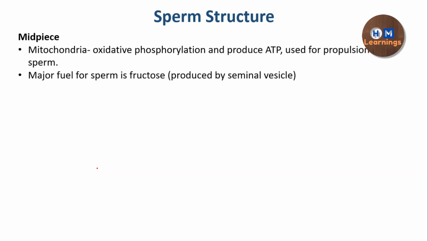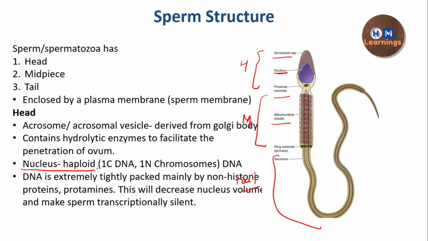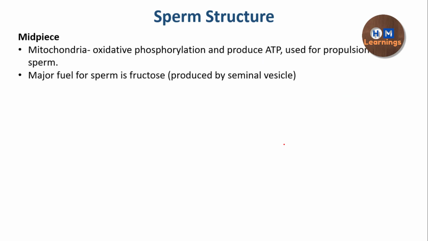Now we can talk about the midpiece. The midpiece, as you can see here, has a lot of mitochondria which are spirally arranged. This is the mitochondrial sheath. As we know, mitochondria is the energy house of the cell, producing ATP. The same thing is done here also. It is involved in oxidative phosphorylation. By using the electron transport chain, it produces ATP, and that ATP is used by the sperm motility apparatus to propel the sperm in a forward direction.